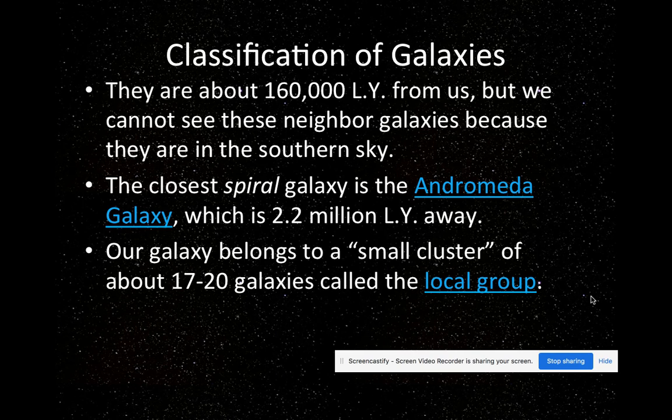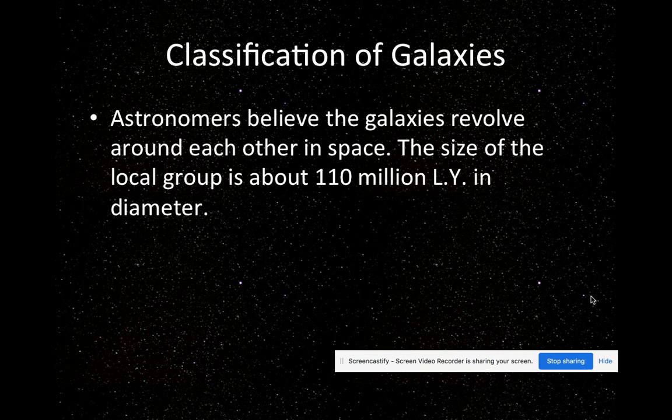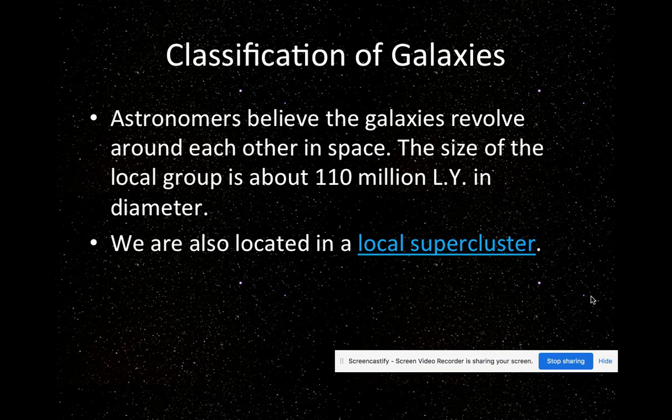Our galaxy is going to belong to a small cluster of about 17 to 20 galaxies called a local group. And again, we talked about galaxies rotating. They also revolve around each other in space, so that plays into Andromeda and the Milky Way eventually colliding into each other. Our local group, which has several galaxies in it that revolve around each other, is about 110 million light years in diameter. Huge. And also, we're located in something called a local supercluster, which I think we talked about in our last unit.